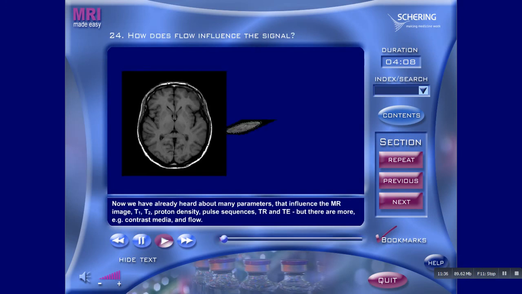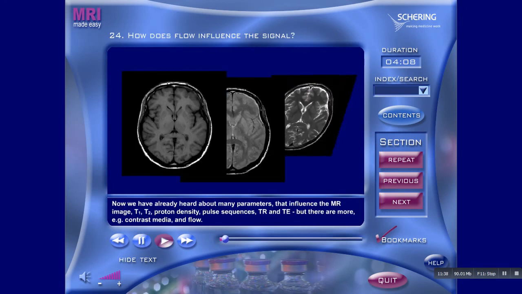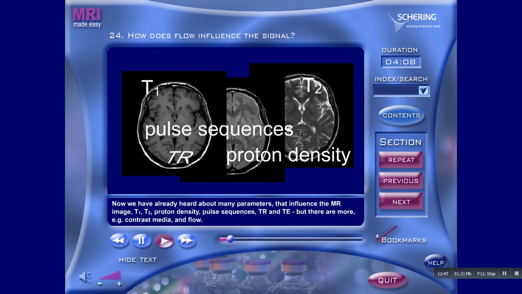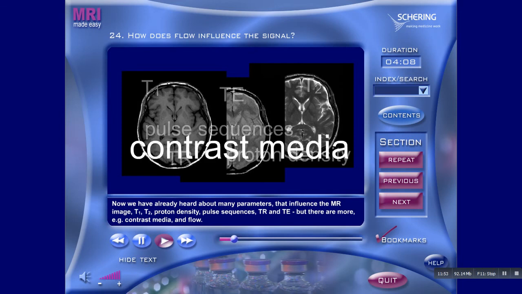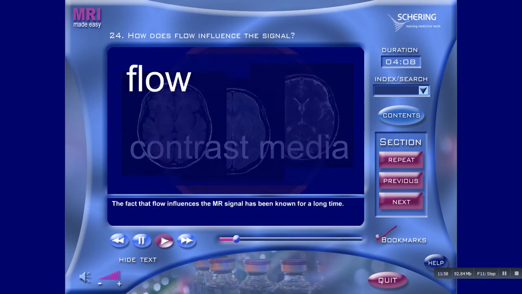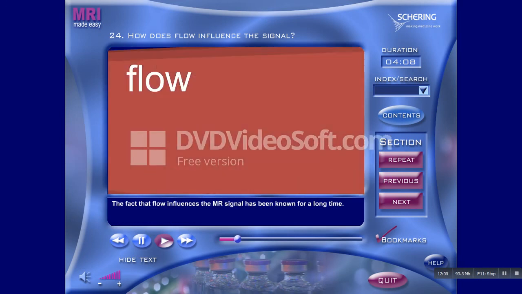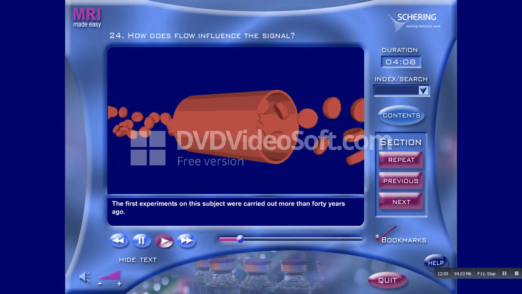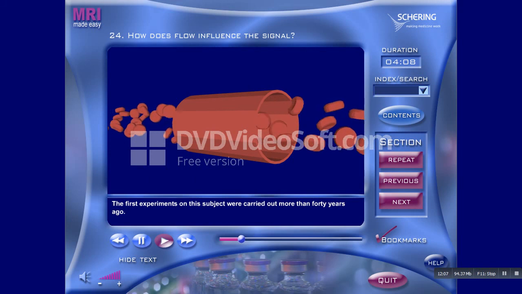Now, we've already heard about many parameters that influence the MR image: T1, T2, proton density, pulse sequences, TR, and TE. But there are more. For example, contrast media and flow. The fact that flow influences the MR signal has been known for a long time. The first experiments on this subject were carried out more than 40 years ago.